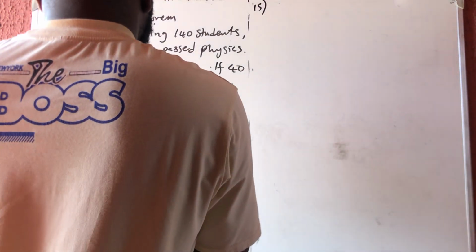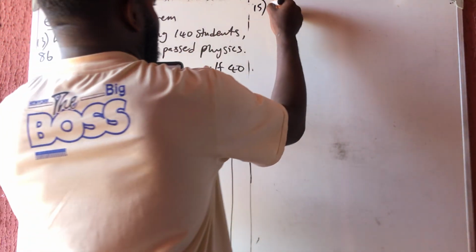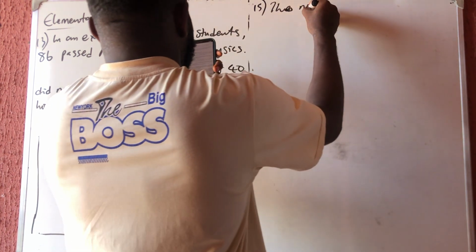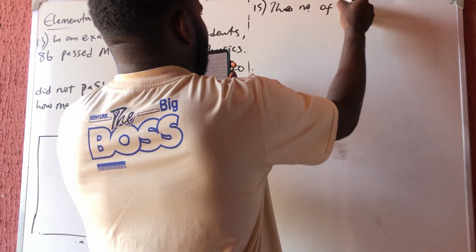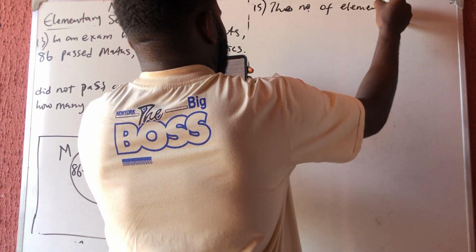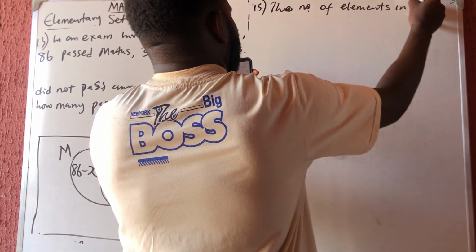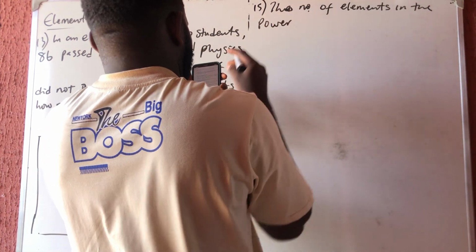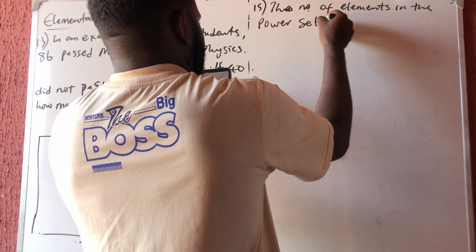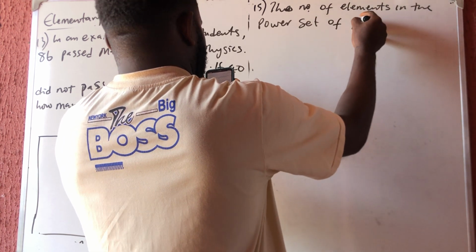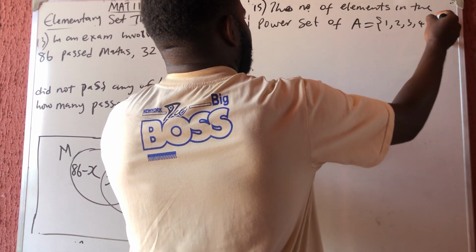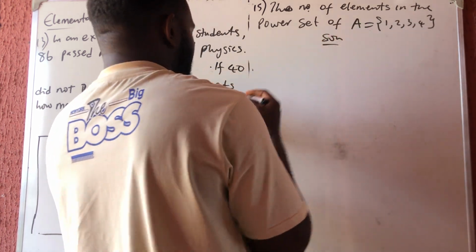Question number 15 says: the number of elements in the power set of A, which is equal to {1, 2, 3, 4}, is what? Now this is very, very simple.